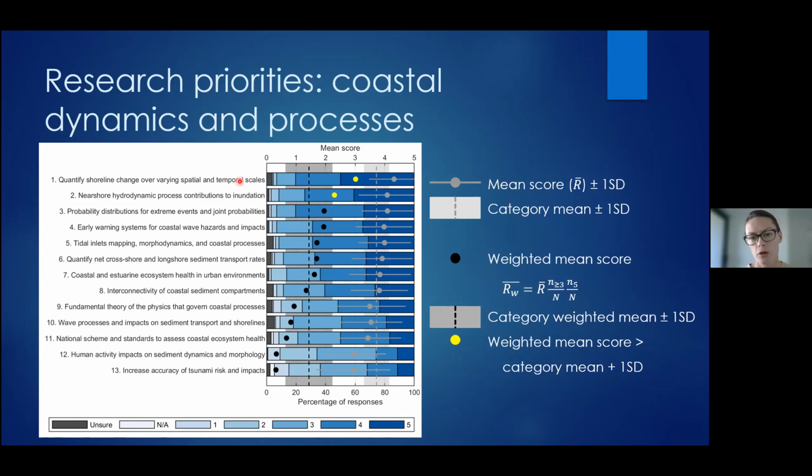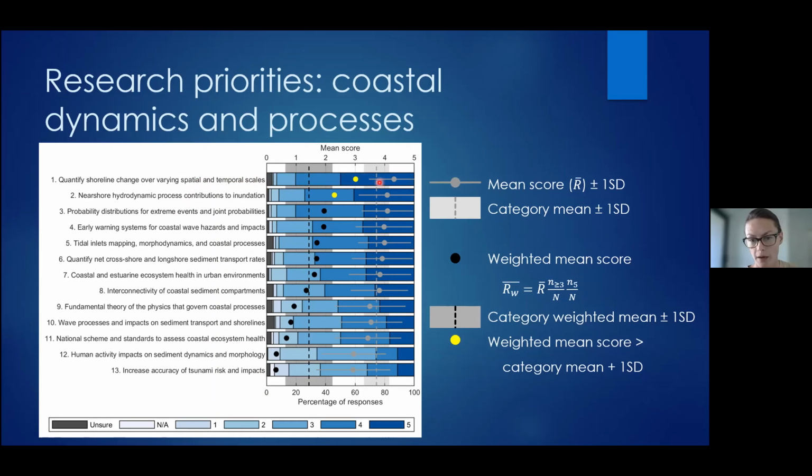What this diagram shows a few things. So the first thing it shows is the breakdown of scores, which is the horizontal bar. So you can see that, and this is the bottom x-axis, I should say. So this top category, quantify shoreline change over varying spatial and temporal scales, 50% or so of respondents rank that a 5 or above, as indicated by this darkest blue color. Another 30% ranked at a 4, and another maybe 10 or 15% ranked at a 3. So it's a really large portion of people ranking this as a really high priority.